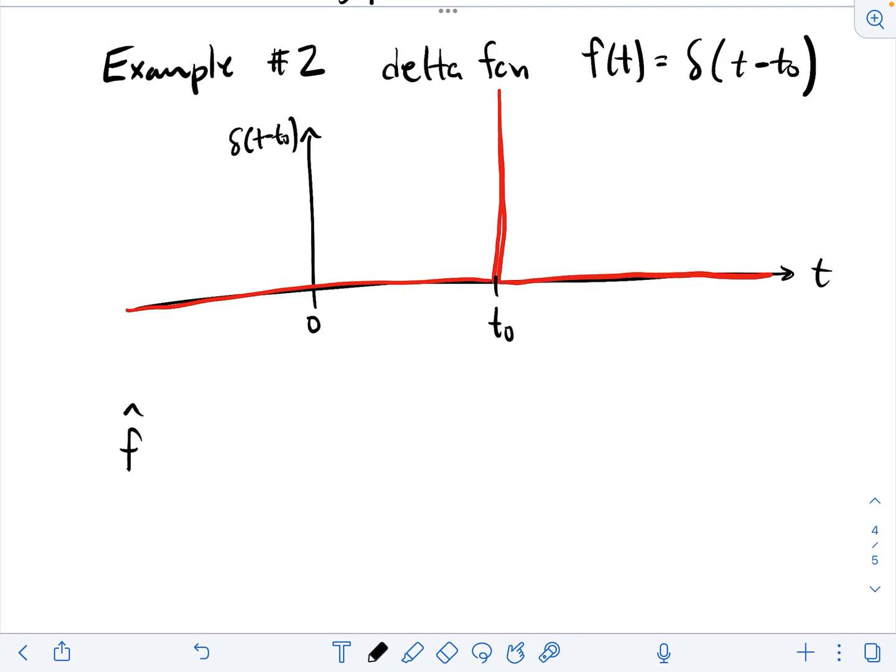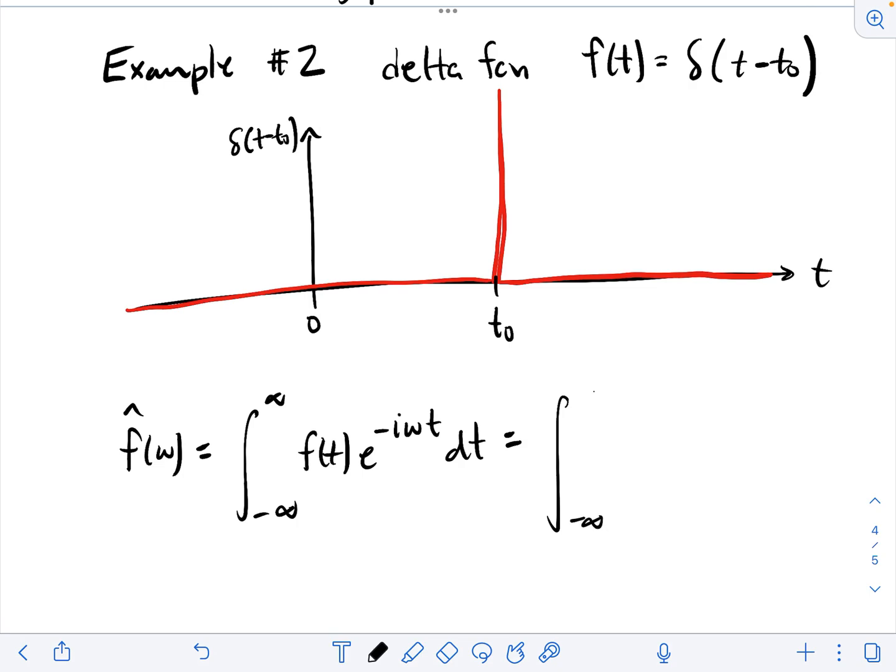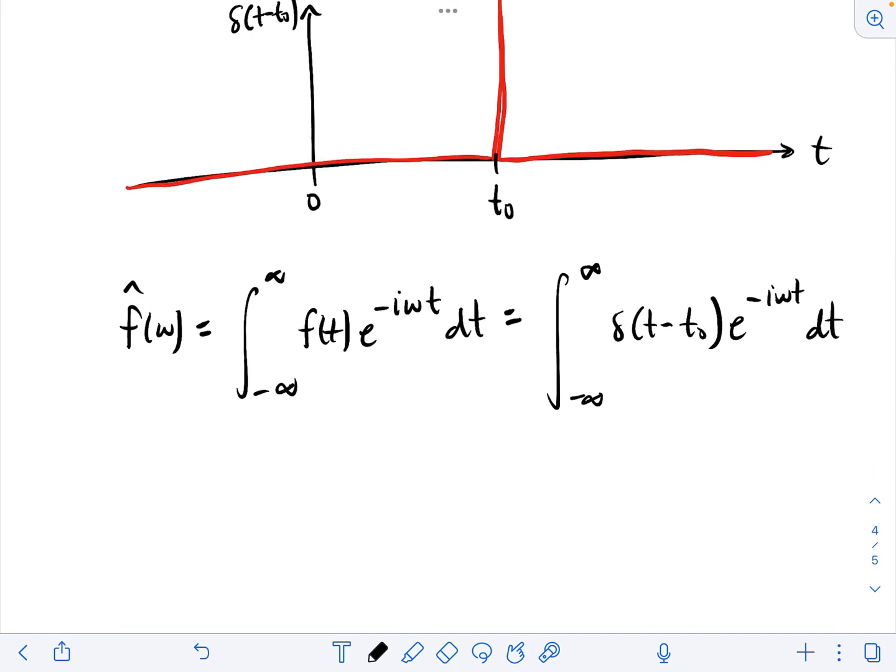So the Fourier transform of our delta function, or let's just write generally the Fourier transform of any function of time, is f of t times e to the minus I omega t integrated over time. Okay, well, in this case, our f of t is just the delta function, delta of t minus t naught, e to the minus I omega t, and integrate with respect to time. And what the delta function does is it just takes everything else in the integrand and evaluates it at the time t equals t naught. And so the result is quite simply e to the minus I omega times t naught. And that's it.